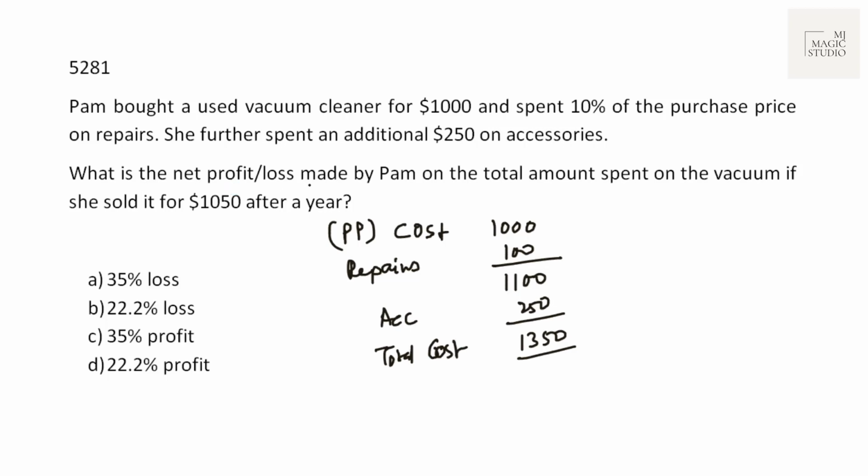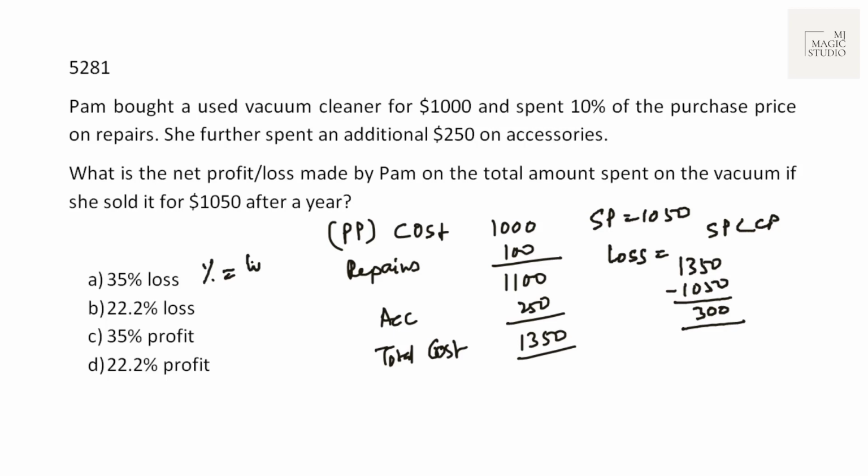What is the net profit or loss made by Pam on the total amount spent on the vacuum if she sold it for 1050? Selling price is 1050. Obviously, she is making a loss because selling price is less than cost price. Loss is 1350 minus 1050, that is $300. They are asking about the percentages. So loss percent will be loss divided by CP into 100. CP means here total cost. So that would be 300 by 1350 into 100.